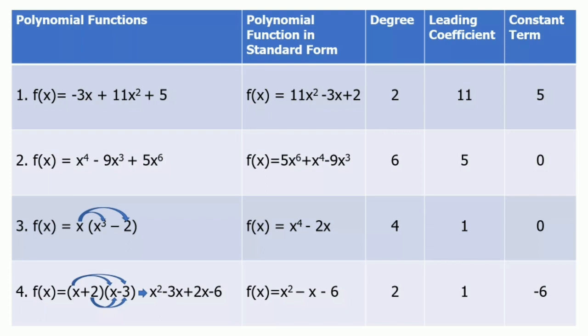Let's proceed to number 4. f of x is equal to the quantity x plus 2 times the quantity x minus 3. Using the FOIL method, we multiply x plus 2 by x minus 3. x times x is x squared. x times negative 3 is negative 3x. 2 times x is positive 2x. 2 times negative 3 is negative 6. So the standard form of the polynomial is f of x is equal to x squared minus x minus 6. The degree is 2, the leading coefficient is 1, and the constant term is negative 6.